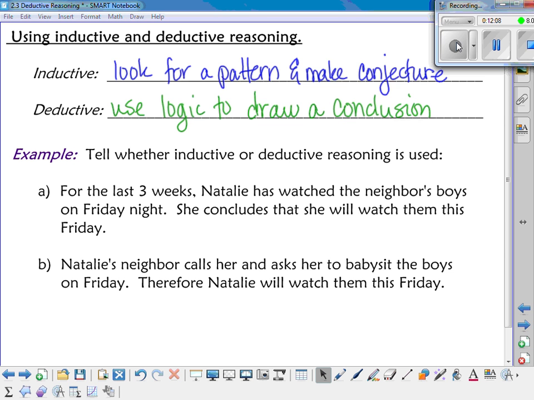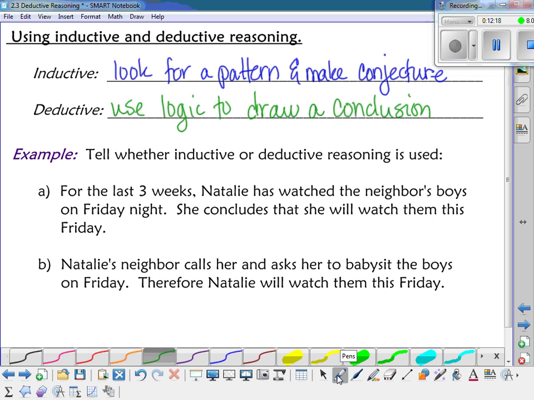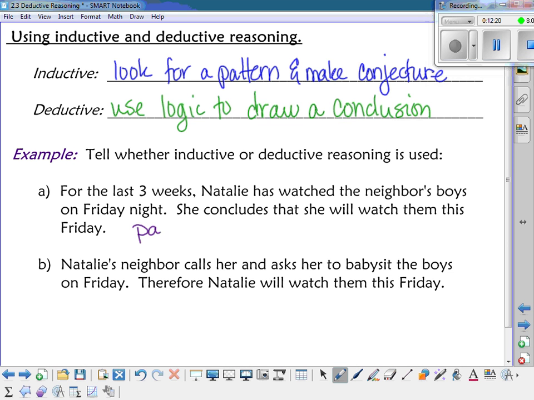Alright, so example A, Natalie was looking at what had happened for the last 3 weeks. She hadn't actually gotten a phone call yet on part A. She was just looking at a pattern. And so because she was looking at a pattern of every Friday on past 3 weeks, babysitting, that is inductive reasoning.